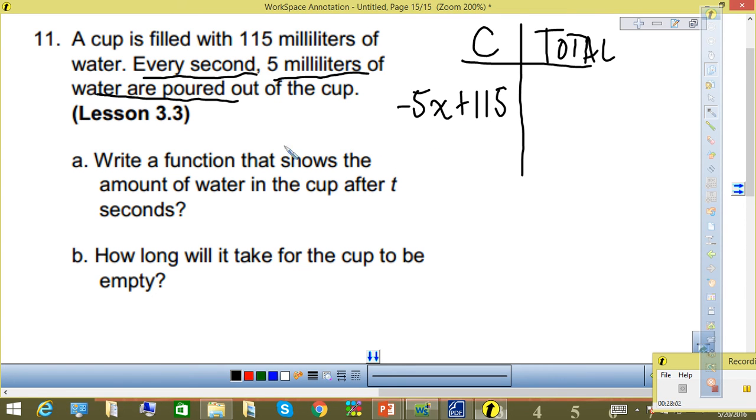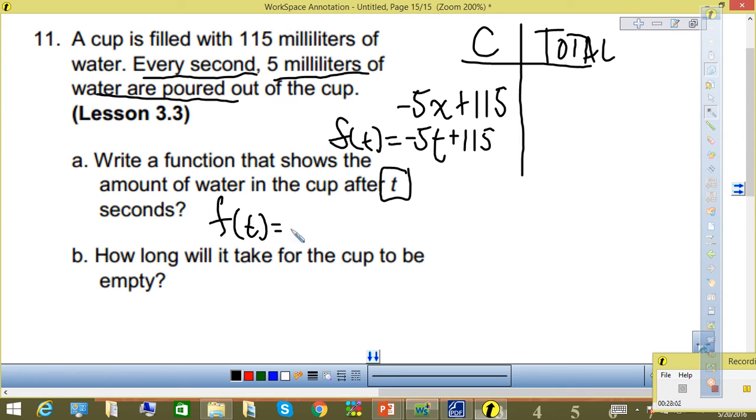All right. But check this out. It says here, write a function that shows the amount of water in a cup for t seconds. So instead of X, what was it? T. So if this is a function, what would I write, everyone? F of t equals negative 5t plus 115. So that goes right here. F of t equals negative 5t plus 115.